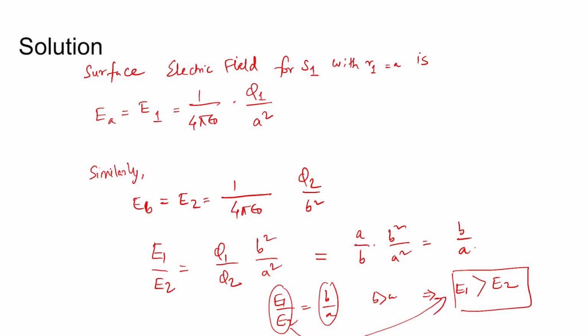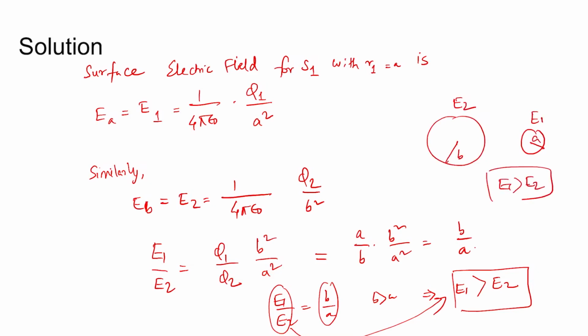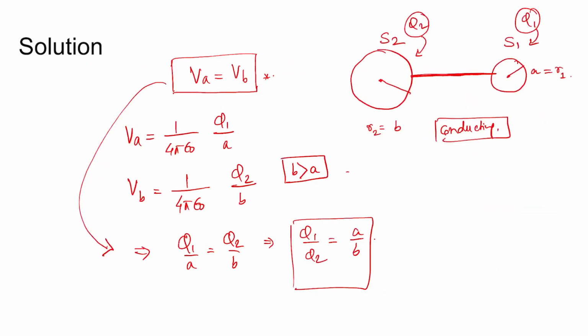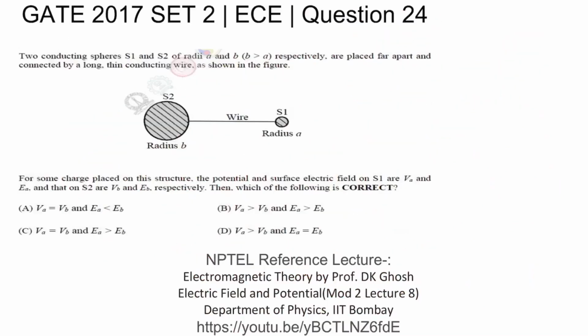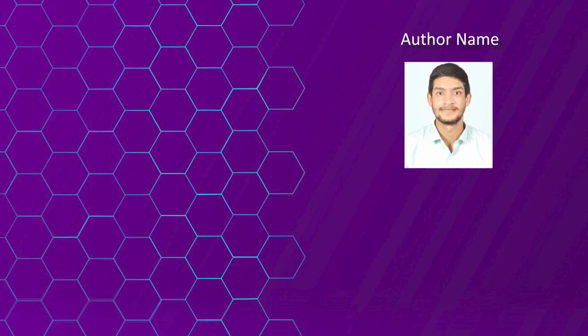So E1 means the electric field of sphere 1, whose radius is A, the smaller one, and E2 is the electric field of the bigger one. So E1 is greater than E2. We can also say EA, that is the sphere with radius A, is greater than EB. Same thing. Because we are given in EA, EB terms, that is the answer. So EA must be greater than EB and VA equals VB. So the answer is option C. Option C is correct.